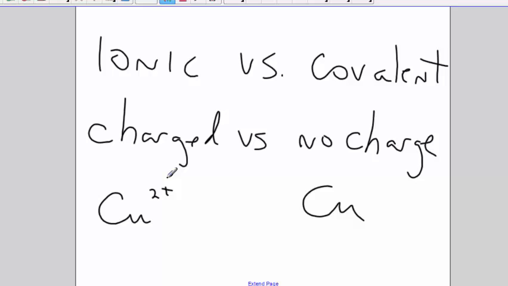But not everything in a net ionic equation is ionic. Not everything in a net ionic equation is charged. That's the one thing you have to remember. Not everything needs a charge. Let me give you some examples.